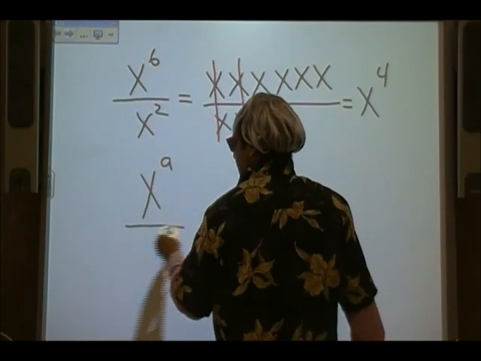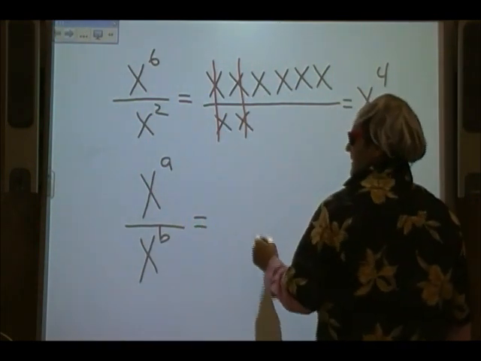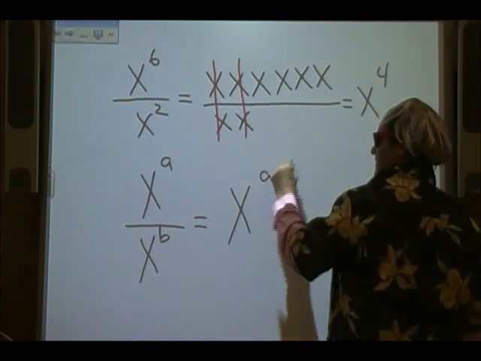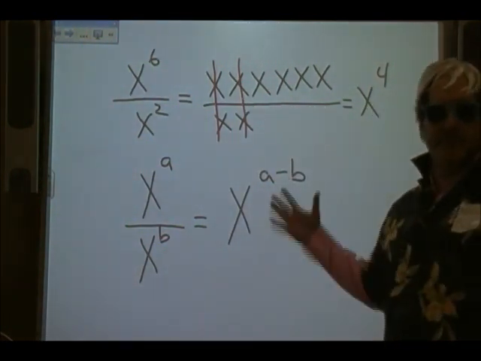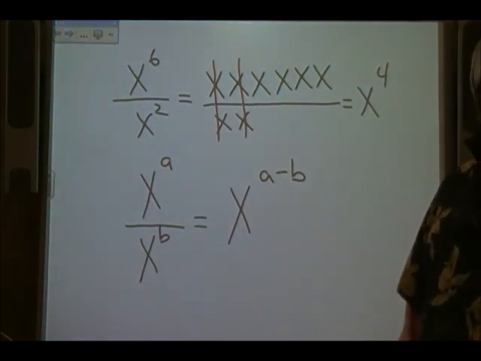So here's another rule we can use. X to the a over x to the b equals x to the a minus b. Ta-da! Nice and simple.